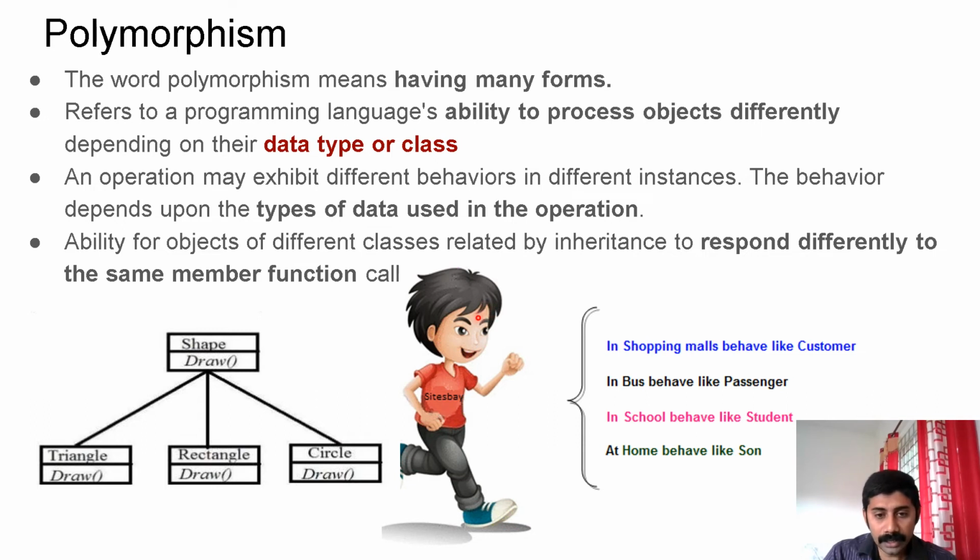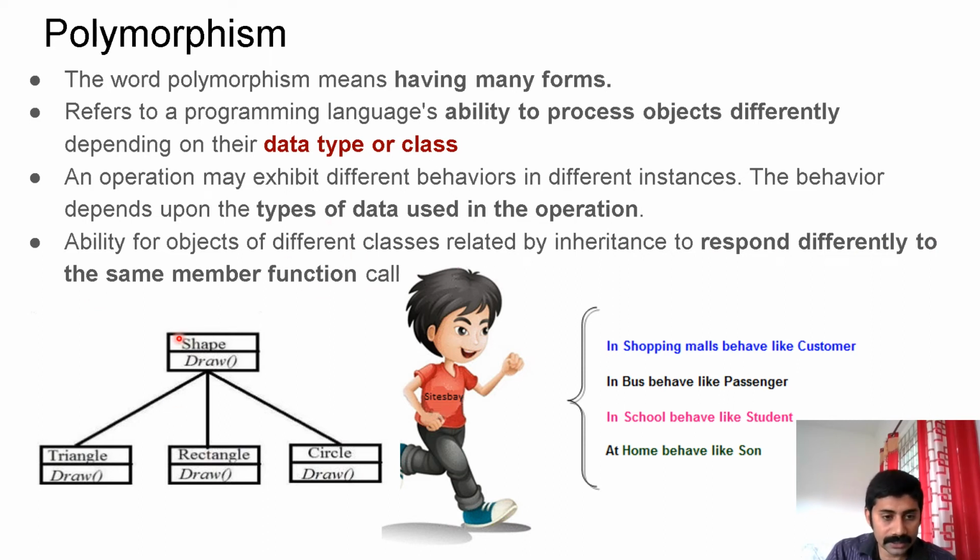See, in the real world, polymorphism is happening very frequently. Just consider the case of a boy. In a shopping mall, he is a customer. In a bus, he is a passenger. At school, he is a student. At home, he is a son. So the same object is behaving differently in different situations. The ability of objects of different classes related by inheritance to respond differently to the same function call, that is the core of polymorphism.